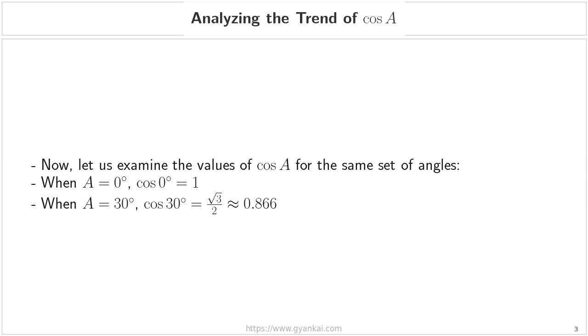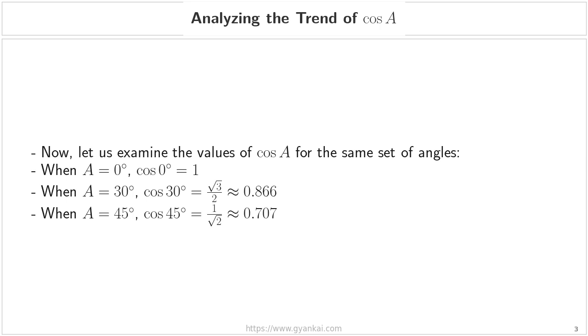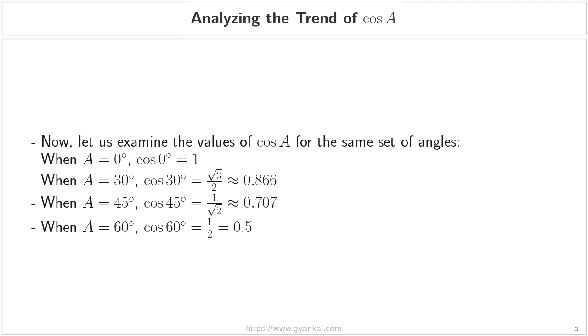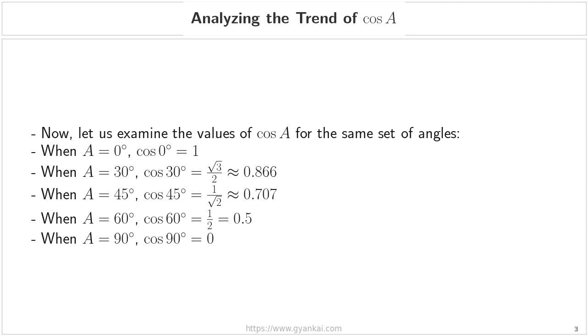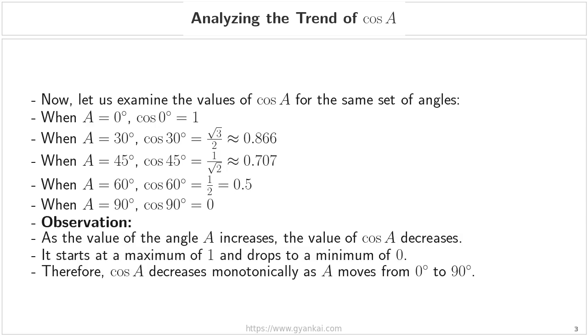0.866. At 45 degrees, we have cos 45 degrees, which is 1 over the square root of 2, or about 0.707. As the angle continues to grow to 60 degrees, cos 60 degrees becomes 1/2, or 0.5. Finally, when we reach 90 degrees, cos 90 degrees drops down to 0. If you look closely at this pattern, you'll notice a very important observation.